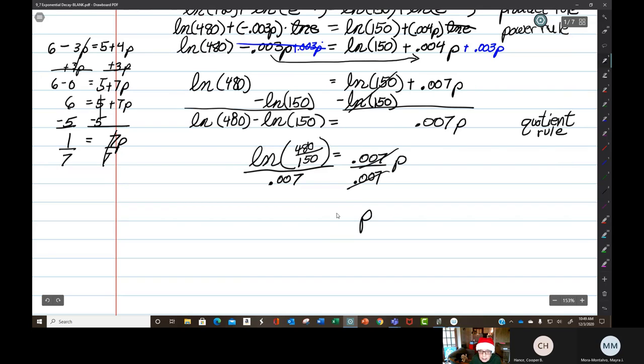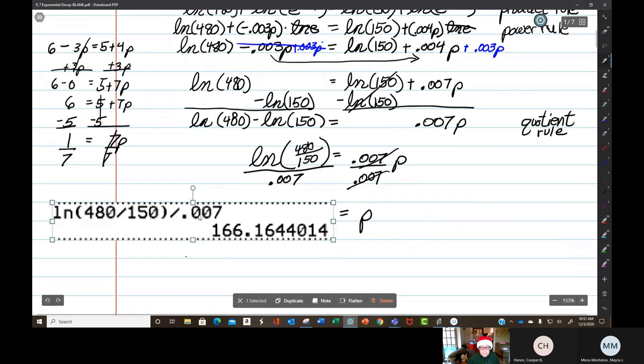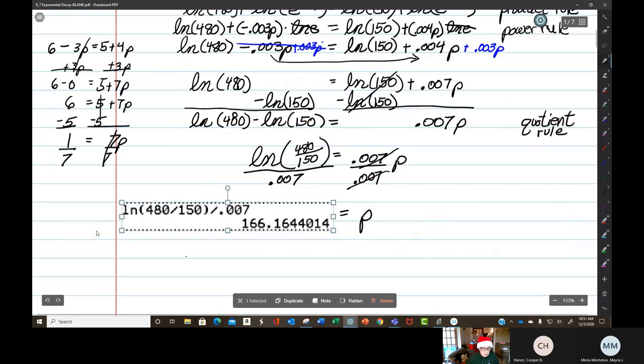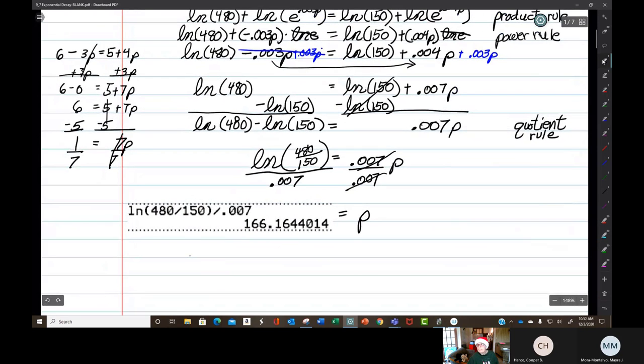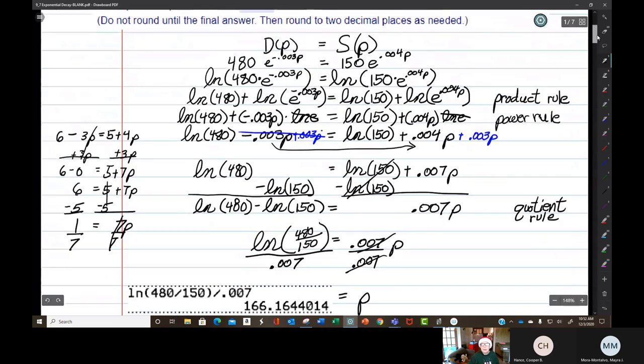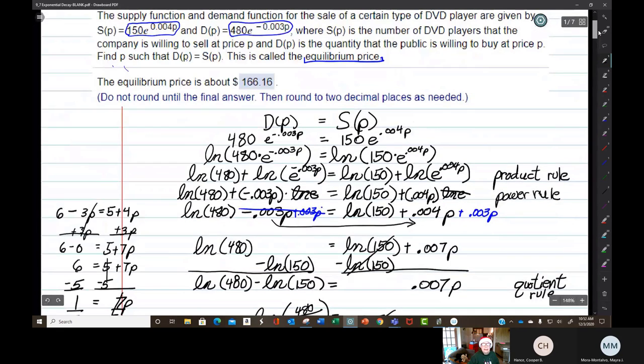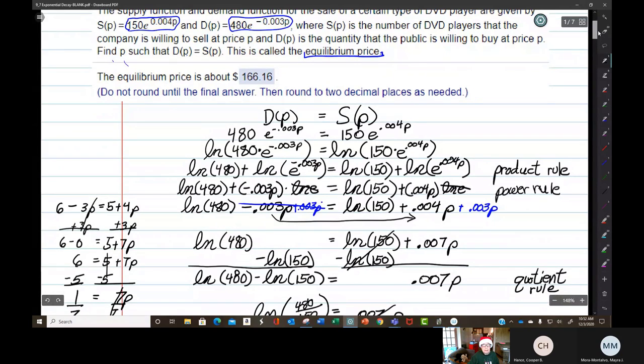And now we're going to have p equals whatever that is. There we go. Whoa, okay. So let's go up and see what the answer is. 166.16, do not round until the final answer. Then round to two decimal places as needed.